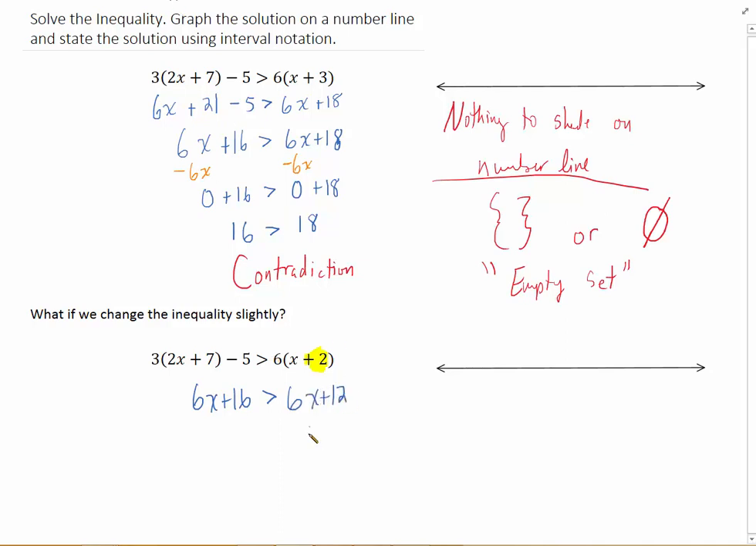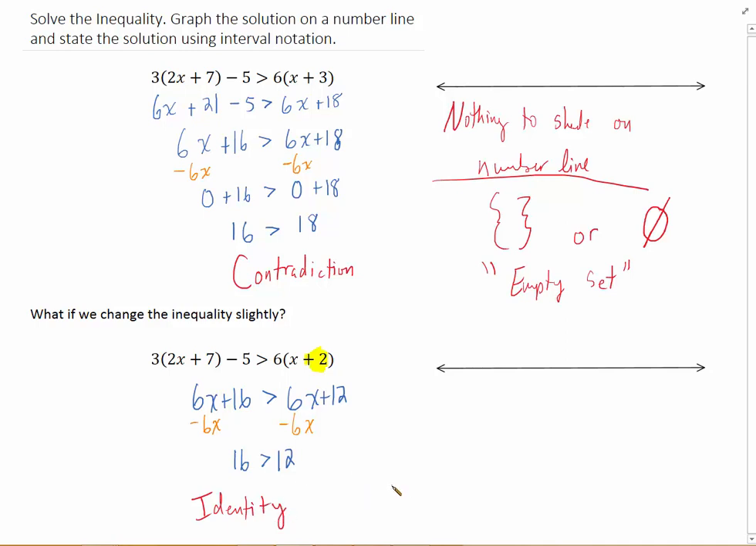And if we were to subtract 6x from both sides, like we did previously, we would have the statement that 16 is greater than 12. Now, notice the variables are all removed, and we are left with a statement that's always true. This is called an identity. A statement that is always true is an identity.